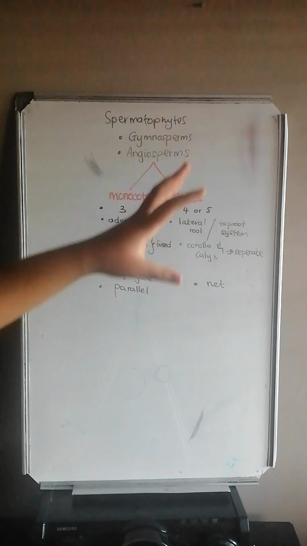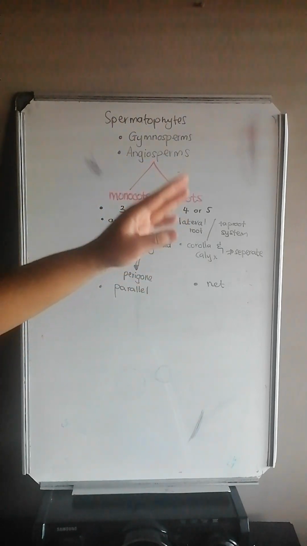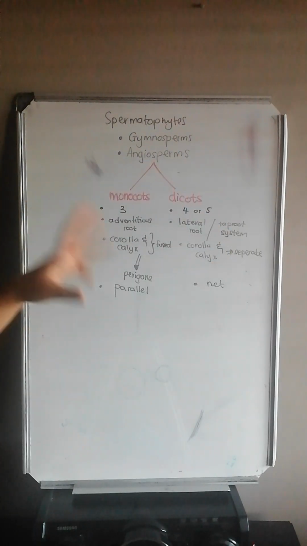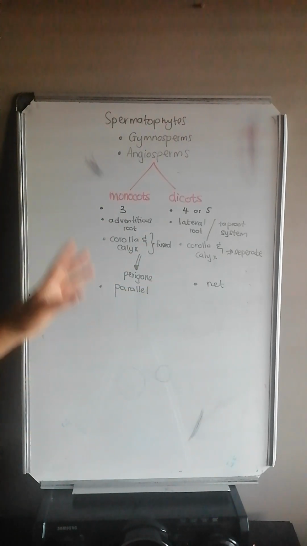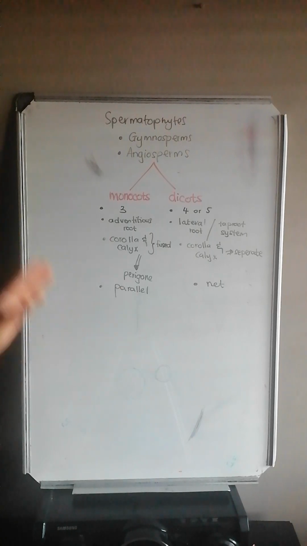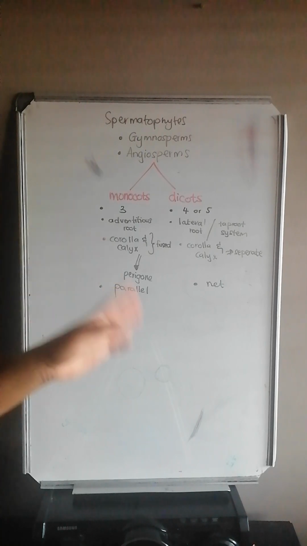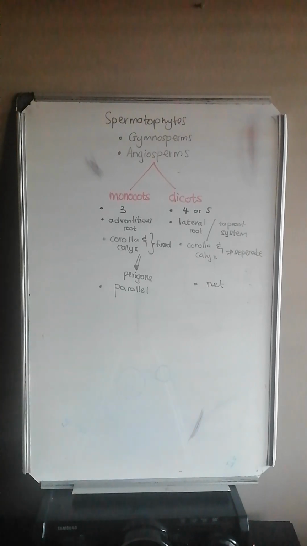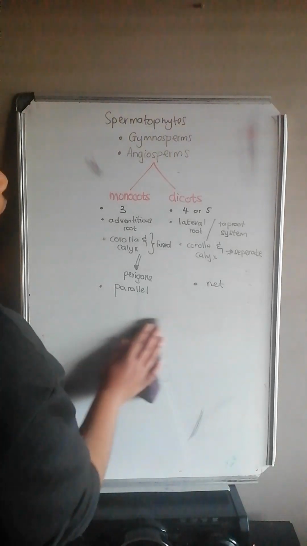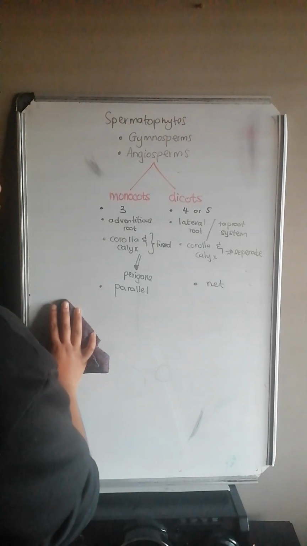Florals occur in multiples of 3, florals occur in multiples of 4 or 5. It has an adventitious root system, it has a taproot system or lateral root system. The corolla and the calyx of monocots are fused together and is known as the perigon. The dicots' corolla and calyx are differentiated and therefore they are separate. They have a parallel venation system and they have a net venation system. The leaves have a net venation system and a parallel venation system. That is when we're talking about your monocots and your dicots.